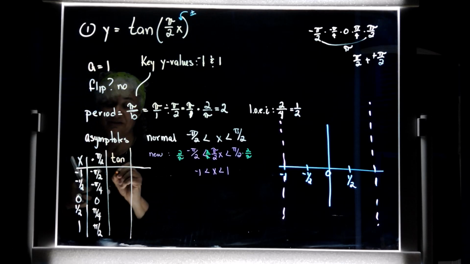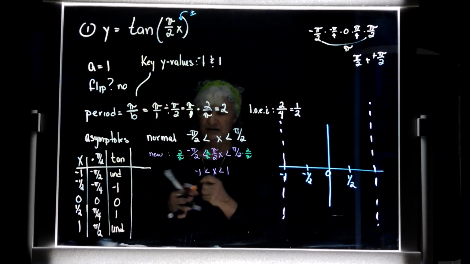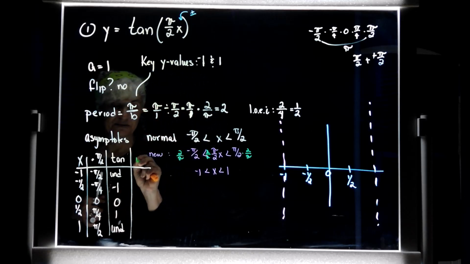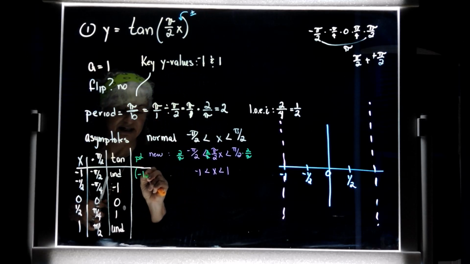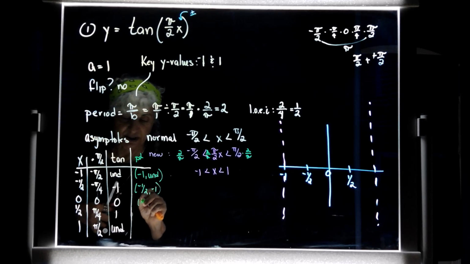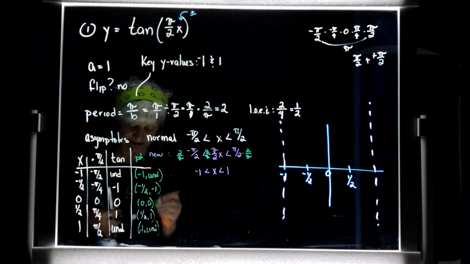I know the tangent of -pi/2 is undefined. I know the tangent of -pi/4 is -1. This is still 0. This is +1. This is undefined. Y'all with me? Okay. And so now, identify your points. So we have -1, undefined. We have -1/2 and -1. We have 0, 0. We have 1/2 and 1. And we have 1 and undefined.